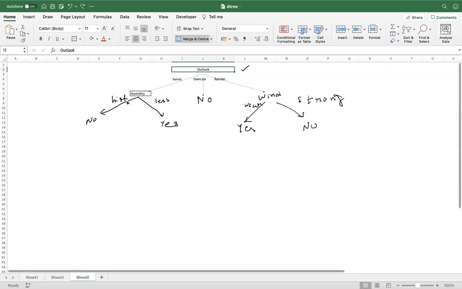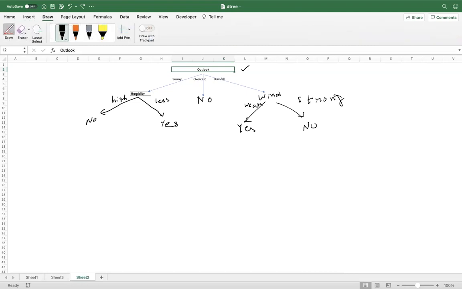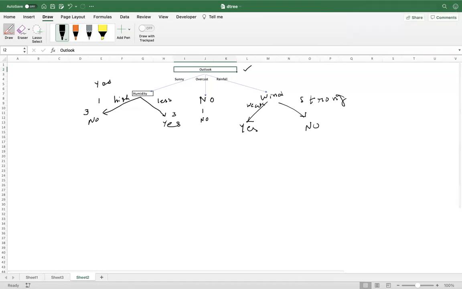So for example, after this layer, imagine that we are not getting a pure result for high humidity. Imagine whenever humidity is high, 3 times it is no, and 1 time it is yes. And whenever it is low, 3 times it is yes, 1 time it is no. So still we can further split it, because we still didn't get a perfect split. Agreed? But generally we do not do that, because whenever humidity is high, our probability to play is 3/4, which is 75%, right?